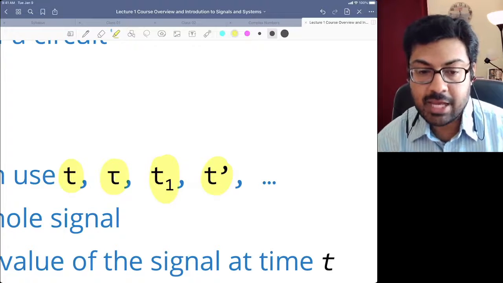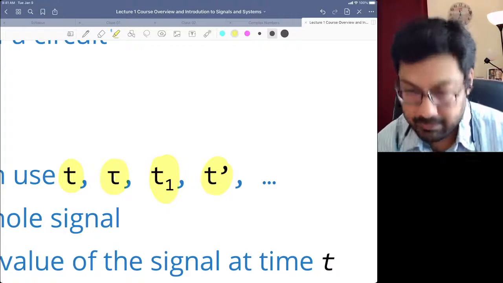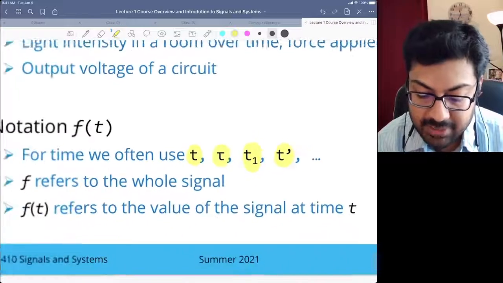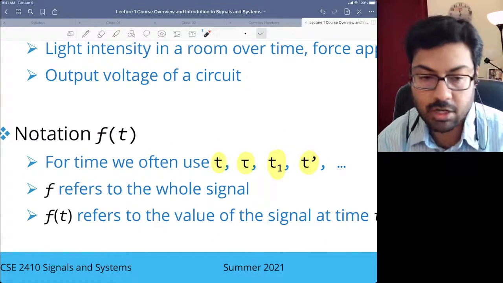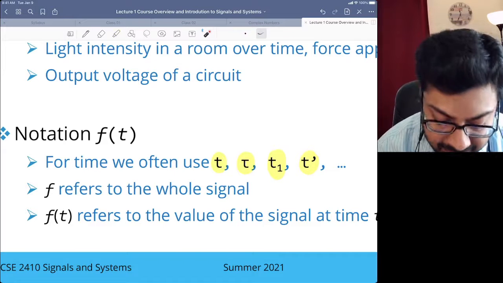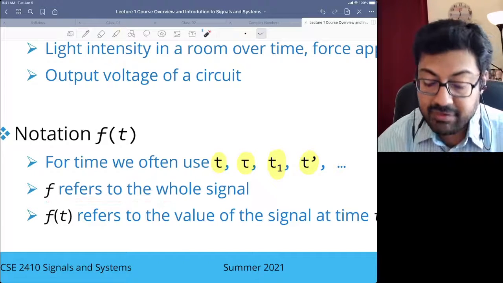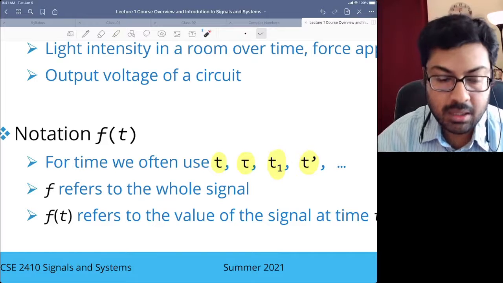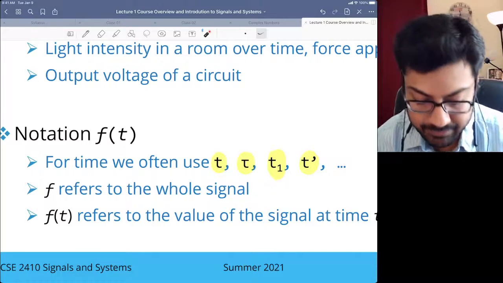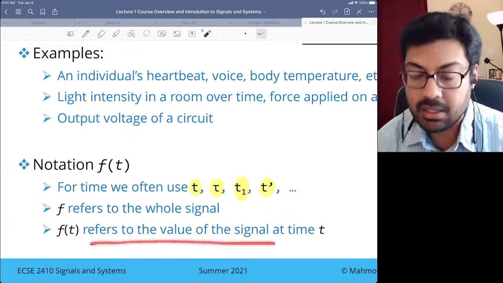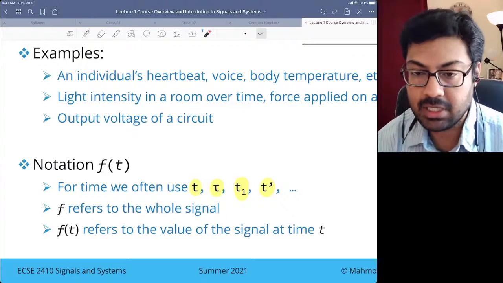So all of these can be used for continuous time. This is not for discrete time, that's for continuous time. So we are talking about f of t. It's a continuous time signal that we are talking about right now. F, in our example, refers to the whole signal. F of t is your whole signal as a function of time. So f of t refers to the value of the signal at any given time, t.